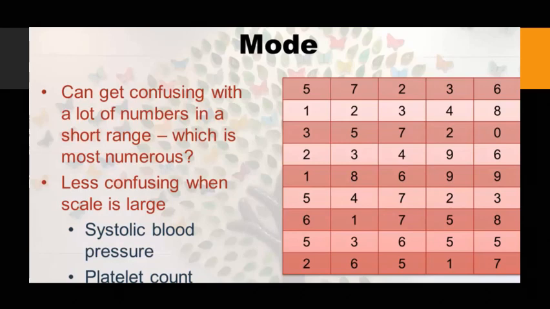Mode can get confusing a little bit when you have a lot of numbers, so it's something you just have to pay attention to. It's the value that occurs most frequently. What you would do is go through, and anytime you see a number that is repeated throughout the data set, you would make a mark on that.